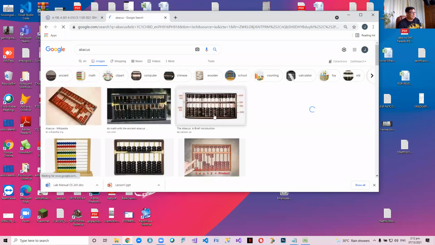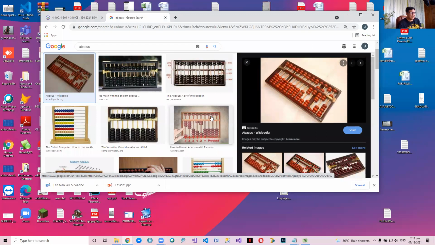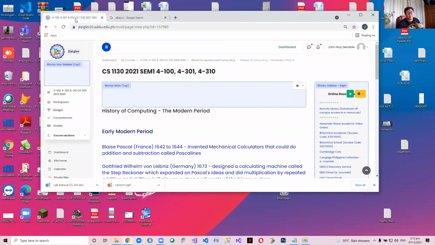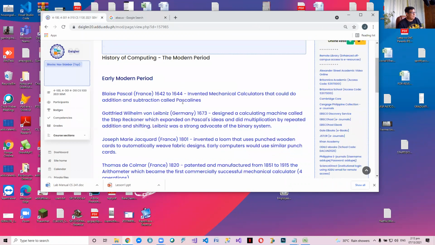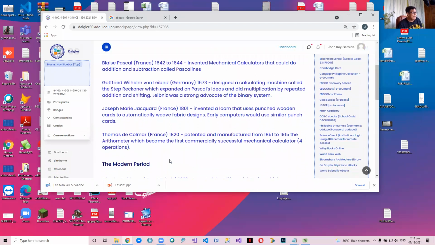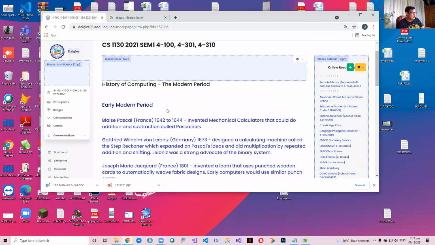Ganito, no? The abacus can be used to add and subtract numbers. It can also be used to multiply numbers. During the medieval period, meron na silang ways of counting using the abacus. Now, during the 1600s, most of the developments came from Europe, in the early modern period, particularly among three nations like France, Germany, and Great Britain. Yung England, Scotland, and Ireland, Great Britain. Doon ang nangyari. Why? Because most of the people are there.